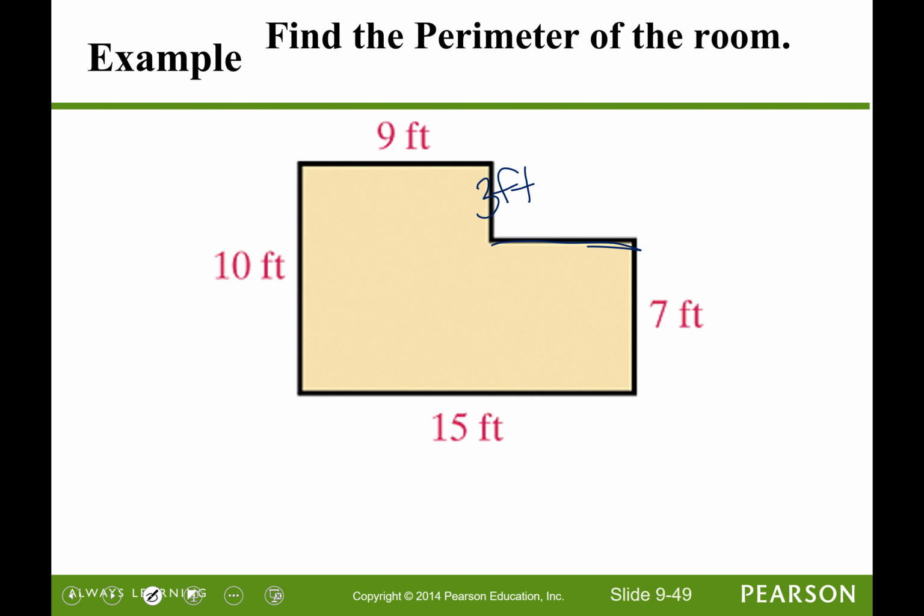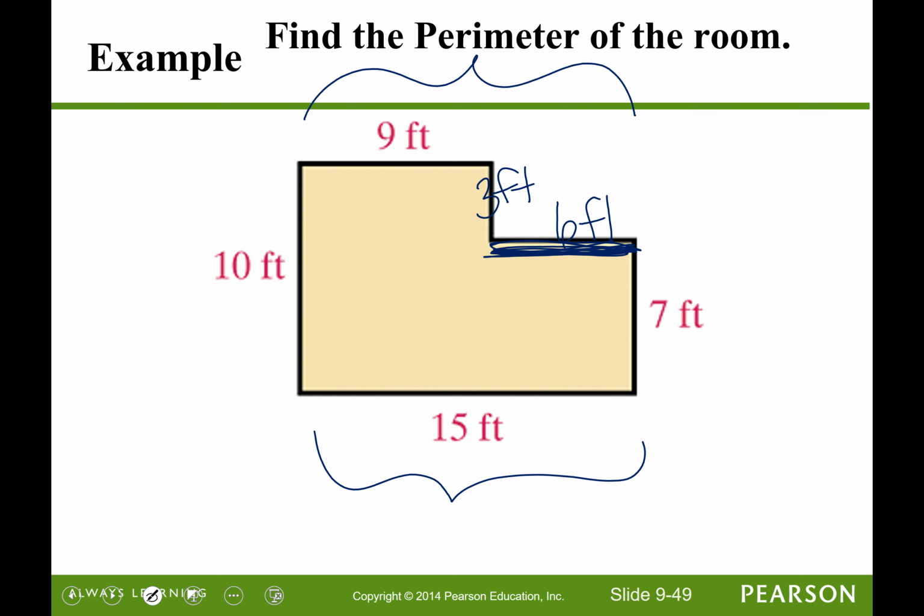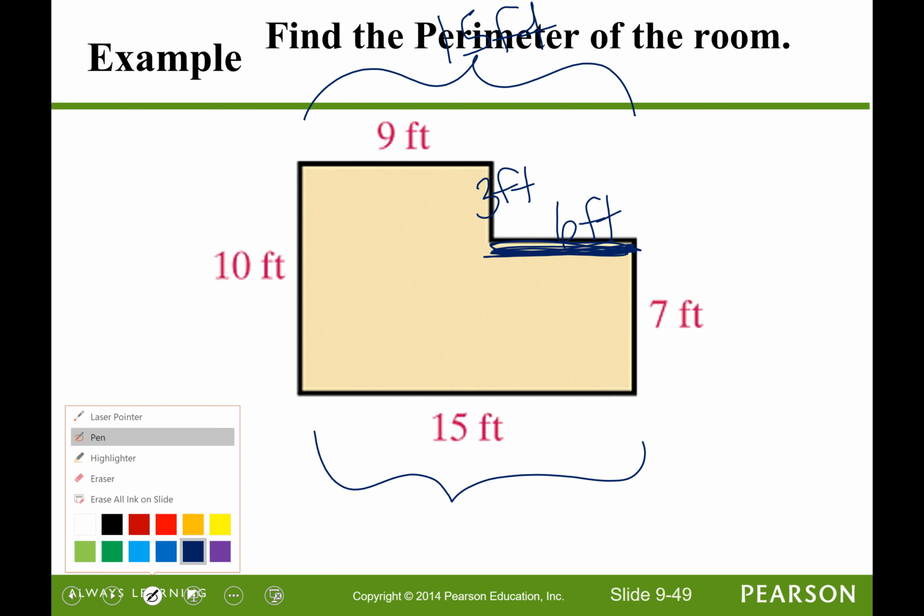We need to find this one now. Now this is a horizontal piece, so to find its length, I'm going to look at the other horizontal sides. We've got 15 as the total side there, so this side also needs to add up to 15. Well, we have 9 already, so we would need 6 more feet for that side to be 15 feet total.